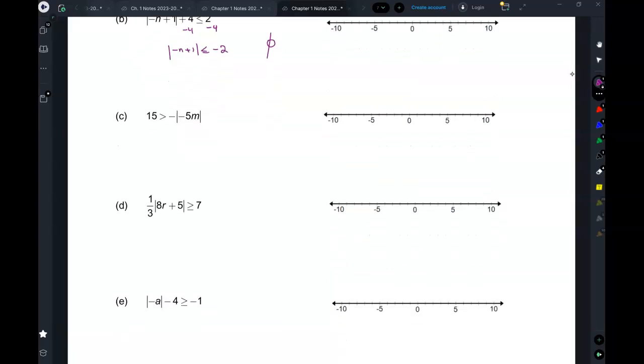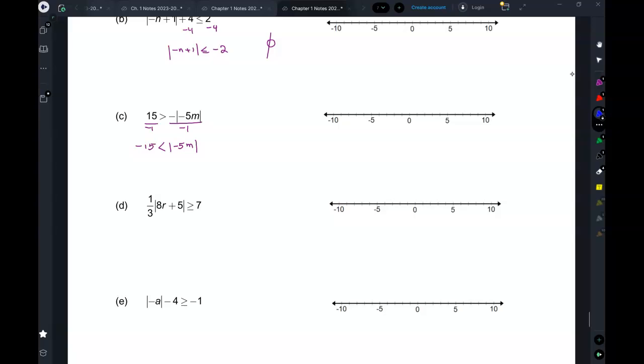Okay, what am I going to do first? Get rid of the negative, divide by negative 1, divide by negative 1. So the sign switches around. And then you switch the sign. It's negative 15. Doesn't it? It's all real numbers.